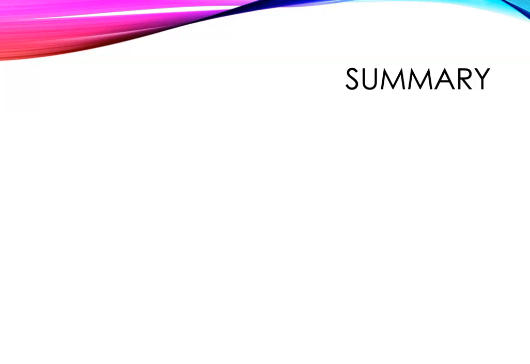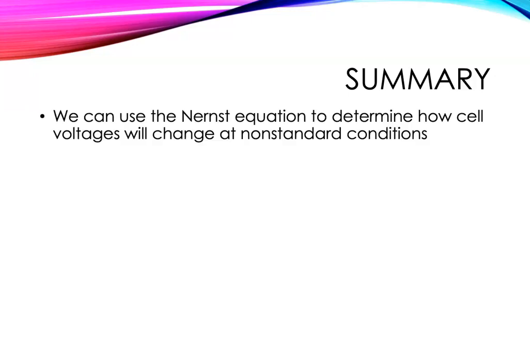That's really everything I wanted to tell you about the Nernst equation. It's important to remember we can use the Nernst equation to determine how cell voltages will change at non-standard conditions. We can do it mathematically and actually calculate it out. But it's really important that you can do it conceptually, that if Q is greater than 1, E cell will decrease compared to the standard voltage. And if Q is less than 1, E cell will increase compared to the standard voltage.